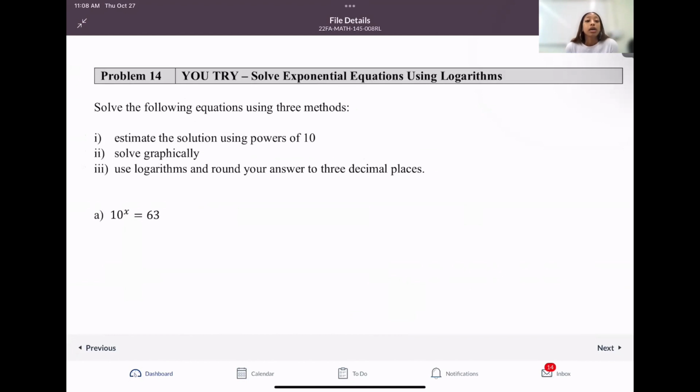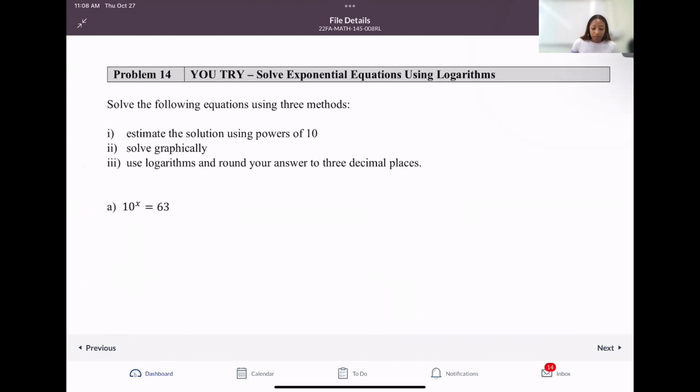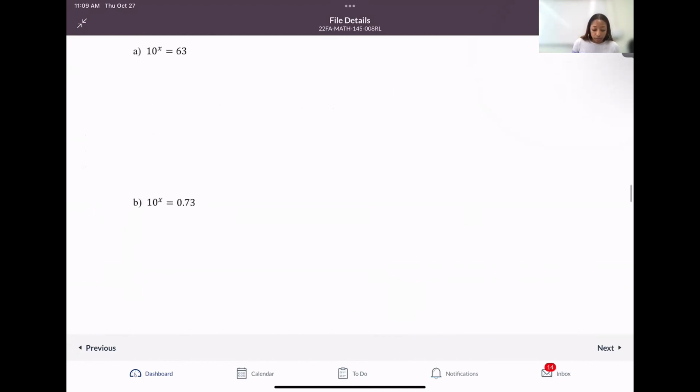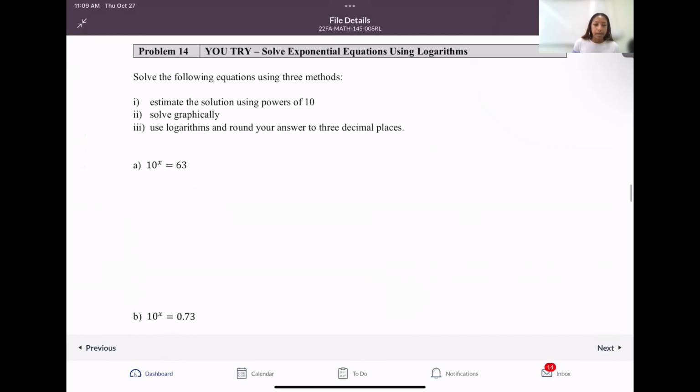So right now we're going to practice solving exponential equations with base 10. We're going to do that by using a logarithm of base 10, the common log. First, we're going to do these 3 steps. We're going to estimate what our answer should be using what we know about powers of 10. Then we're going to solve graphically, and then we're going to use our calculator to convert this exponential equation to logarithmic form and solve for x.